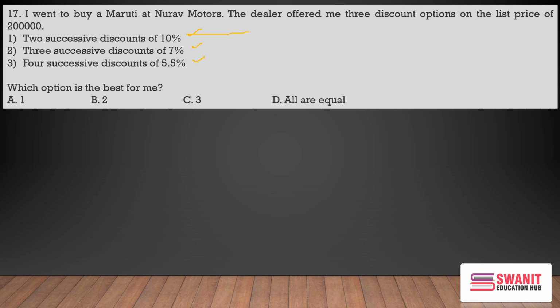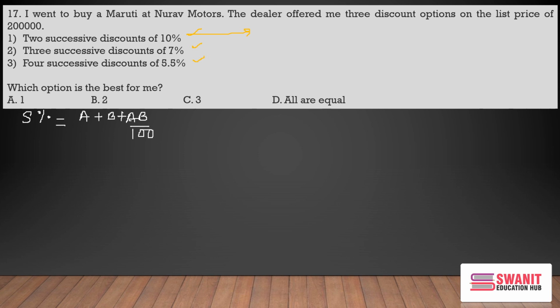So when I talk about the first option, I can say that 2 successive discounts. Now I know that successive percentage, again, those who do not know what is successive percentage, they must look at my another video which talks about successive percentage in detail. So over here I say that successive percentage is equal to A plus B plus A multiplied by B divided by 100%.